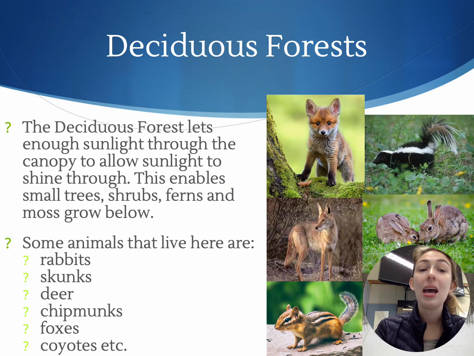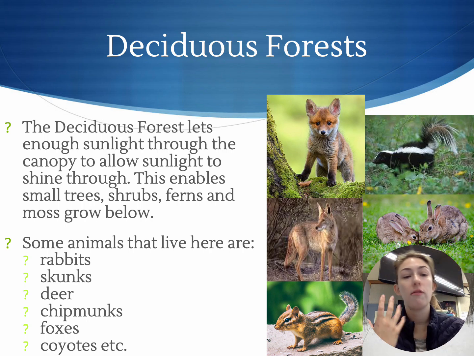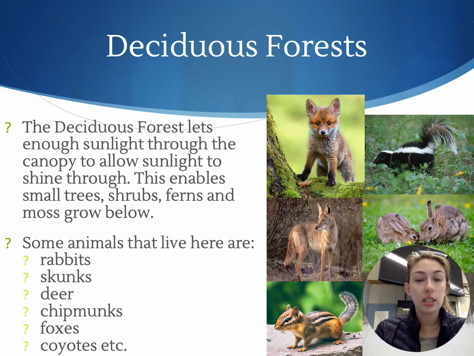Deciduous forests let enough sunlight through that a lot of species are actually going to be living on the ground. We're going to have small trees and shrubs and ferns and moss and all kinds of things growing, and this allows for a lot more of our ground organisms. You're going to have rabbits and skunks and foxes and chipmunks, deer, coyotes.